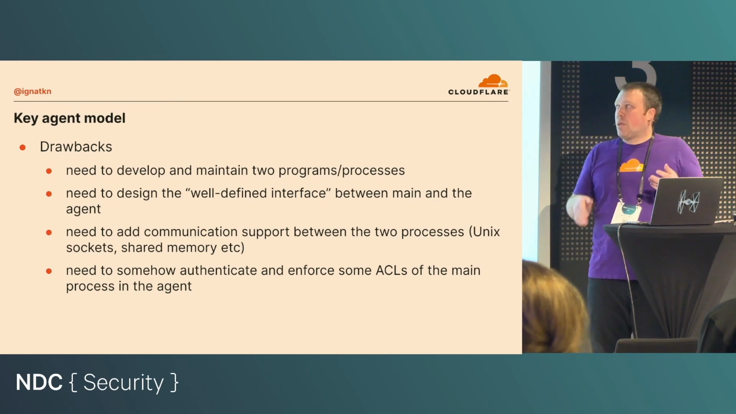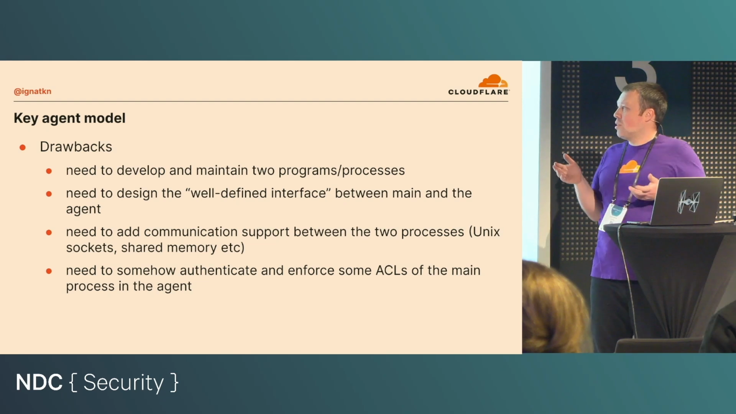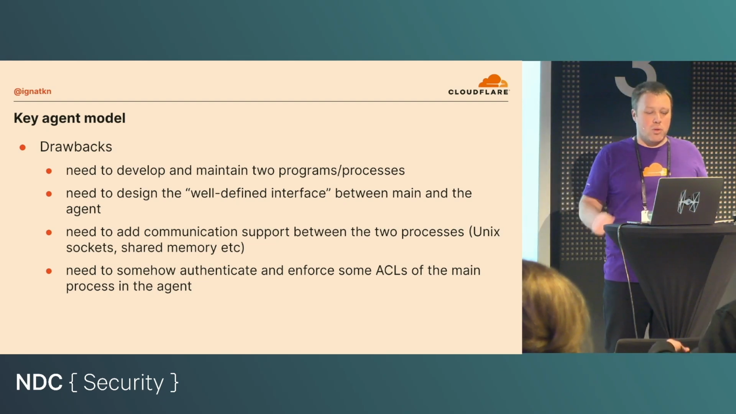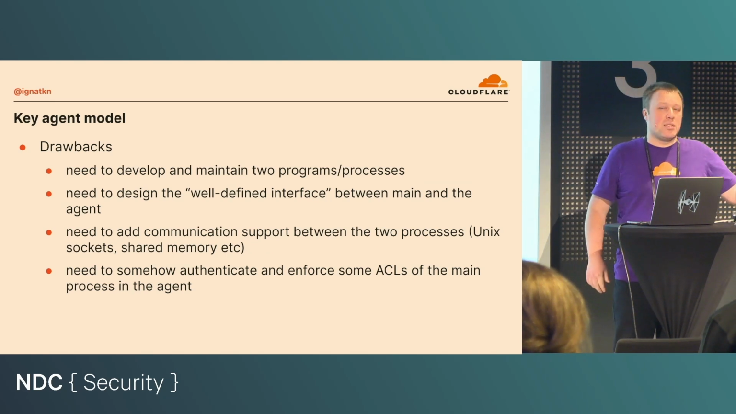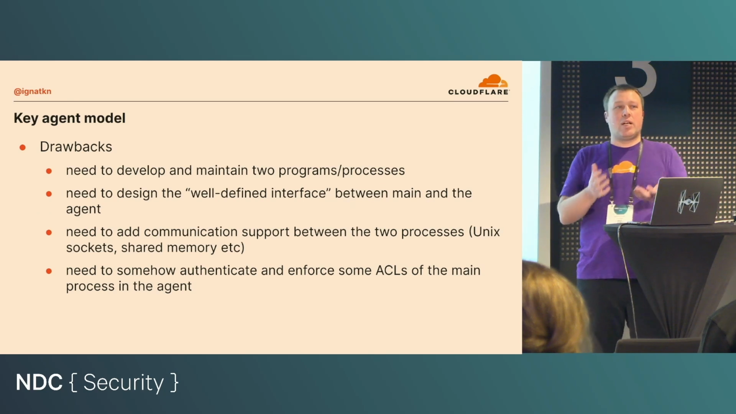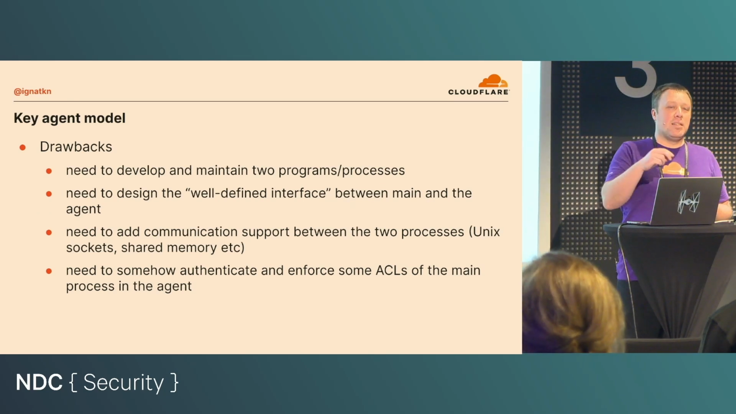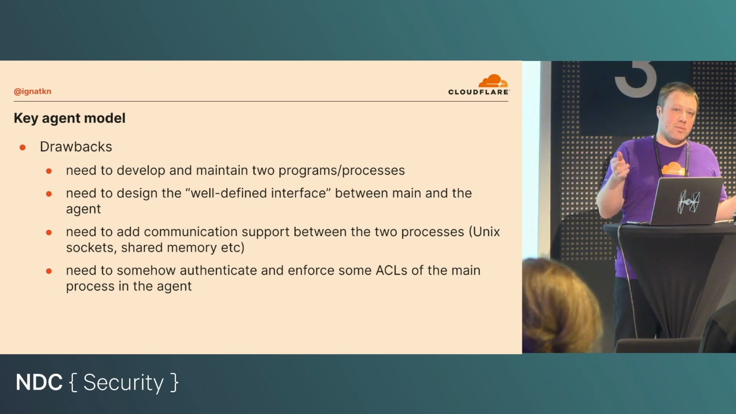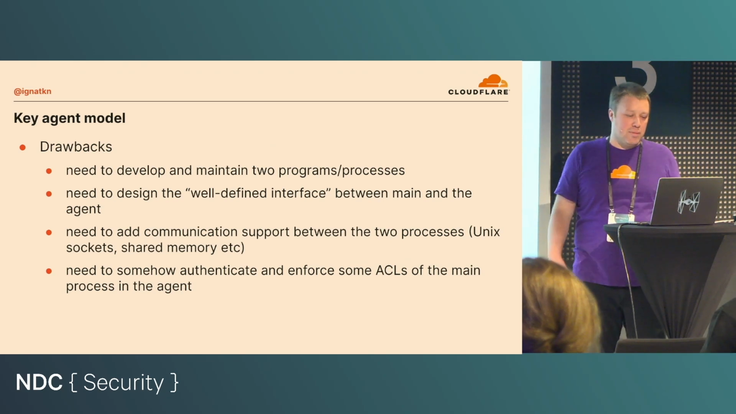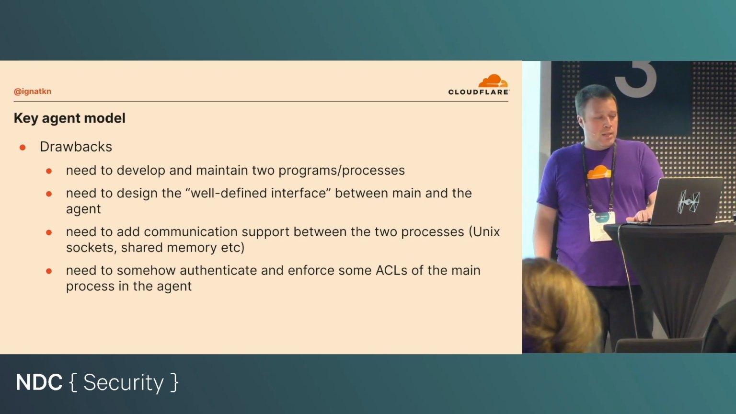We also need to somehow add communication support between the two processes, like Unix socket, shared memory, whatever inter-process communication we have. And probably we also need to somehow authenticate the main process in the agent process, because now that we have this agent process, how can we ensure that only the main process can talk to it to perform cryptographic operations and not any malicious process on the system, right? So it's more work.